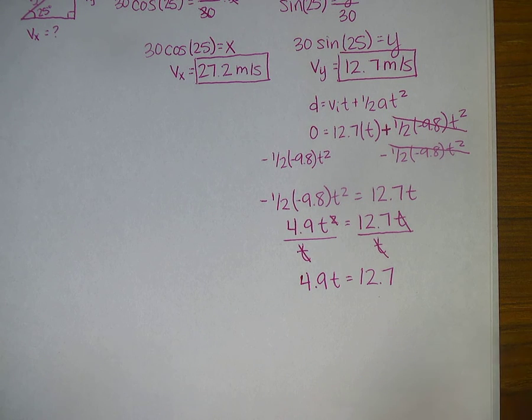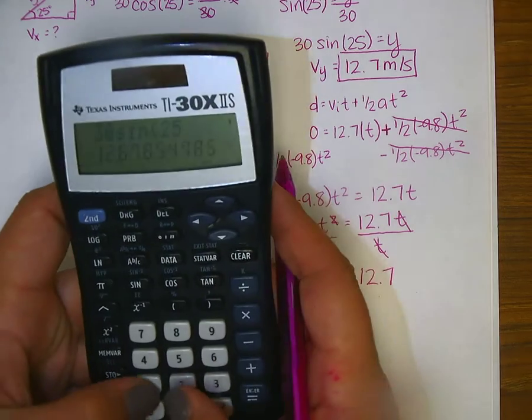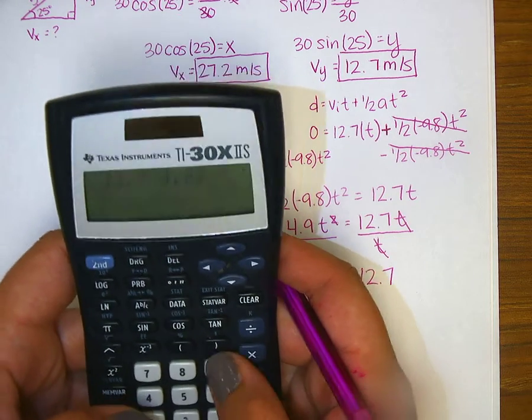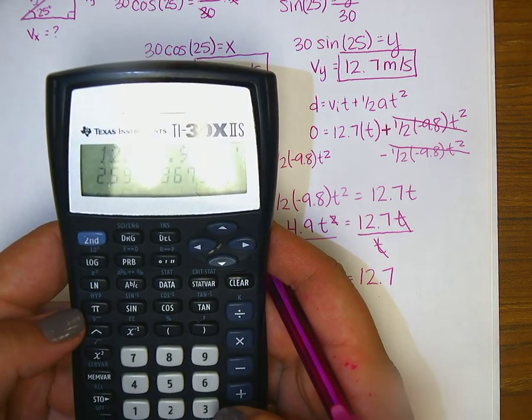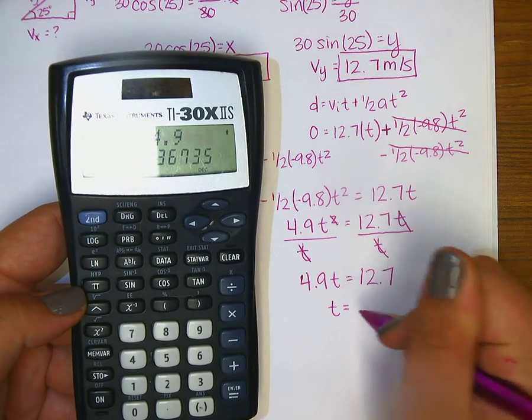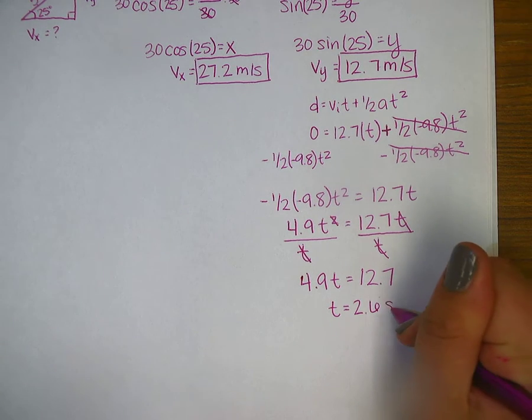We divide both sides by 4.9 to get t by itself, so we're going to do 12.7 divided by 4.9. You'll get, let's round that to 2.6, so t equals 2.6, and since it's a time, it is in seconds.